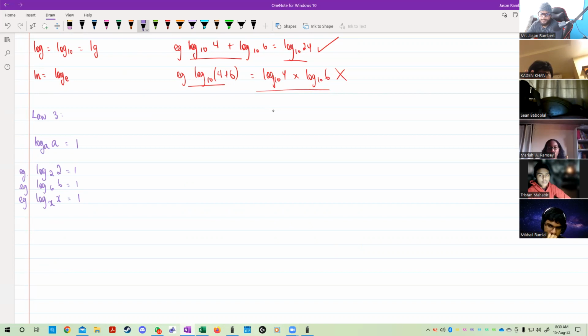Easy law, yeah? Similar to law 4 in indices. And I use law 4 in indices to express 1 as any base. 1 is equal to 4 to the power 0, 6 to the power 0, a to the power 0. I can use law 3 to express 1 as any log.